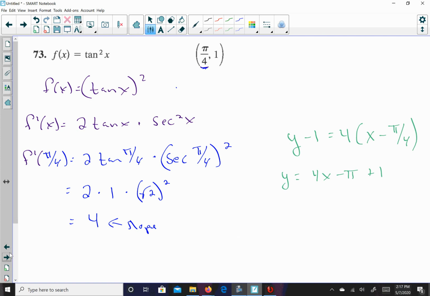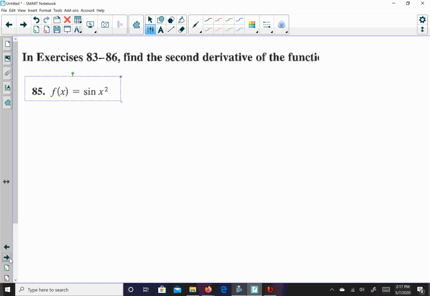And then you would graph the original function, you would graph this tangent line, make sure it sort of checks out. Check it on your calculator. You're going to do the derivative at a point, and your x value for that point is going to be pi over 4. When you do all that, you should get 4 for your answer. Okay, numbers 83 through 86 are just asking you to find the second derivative.